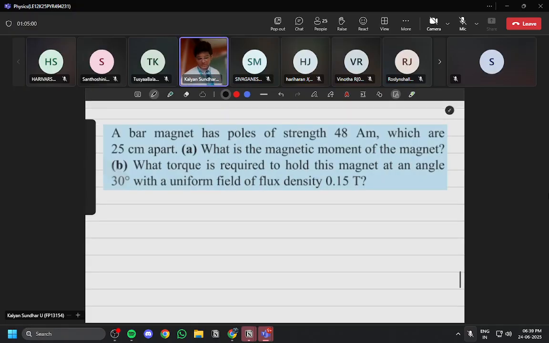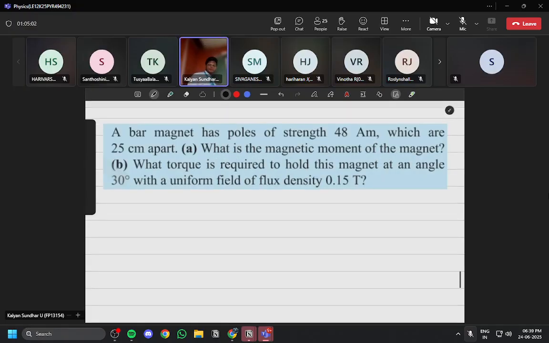A bar magnet has a pole strength of 48 ampere meter, with the poles 25 centimeter apart. What is the magnetic moment of the magnet? So you have to find the mu value. What is the torque required to hold this magnet at an angle of 30 degrees with a uniform field of flux density 0.15 tesla? Flux density is nothing but your magnetic field.